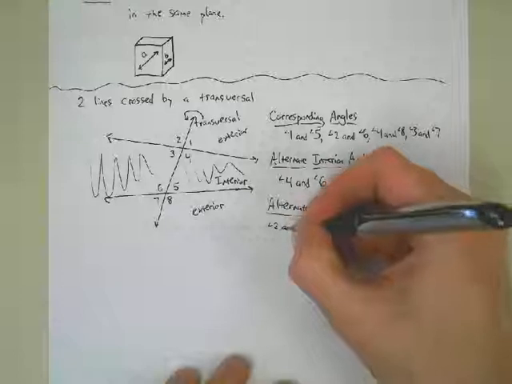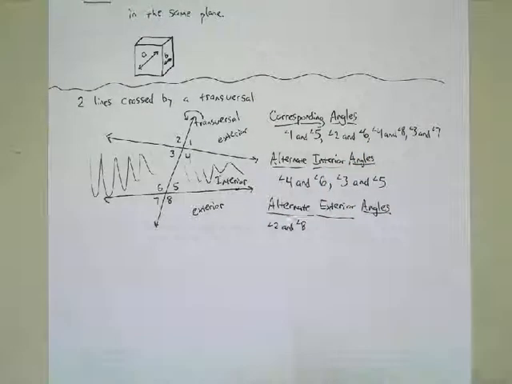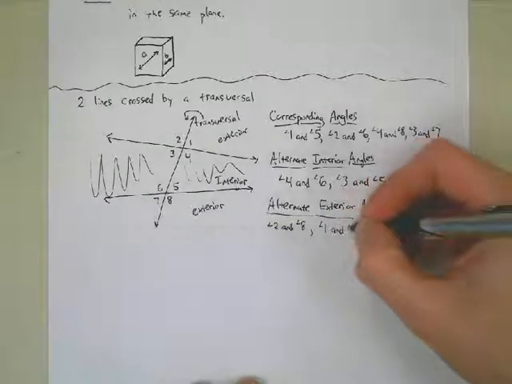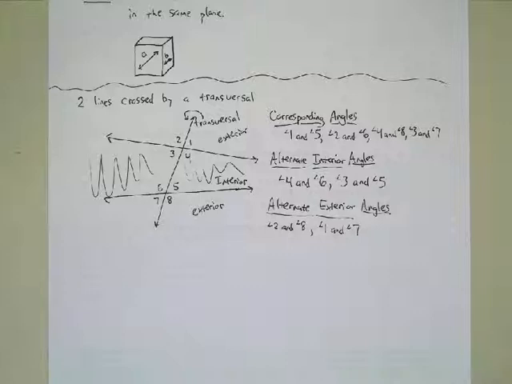Okay. And then, Elizabeth, do you have another pair? 1 and 7. There you go. Angle 1 and angle 7. Are there any more? No. Yeah, no, that's it. Just those two pairs.